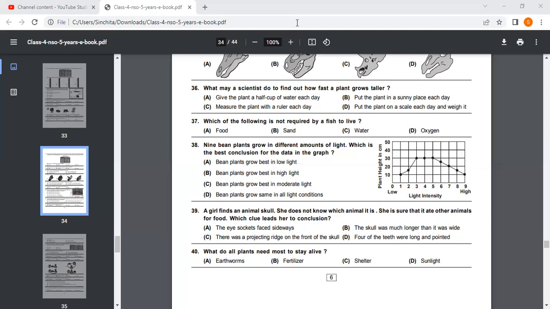Is the growth the same in all light? Option D. No, it's not the same in all light conditions. See the graph, Shruti. When the sunlight is low, the plant is growing very fast. When the sunlight is neither low nor high, the bean plant is growing at a steady rate. And when the sunlight is very high, the bean plant has lowered its rate of growth. So which is the best light for the bean plants to grow?